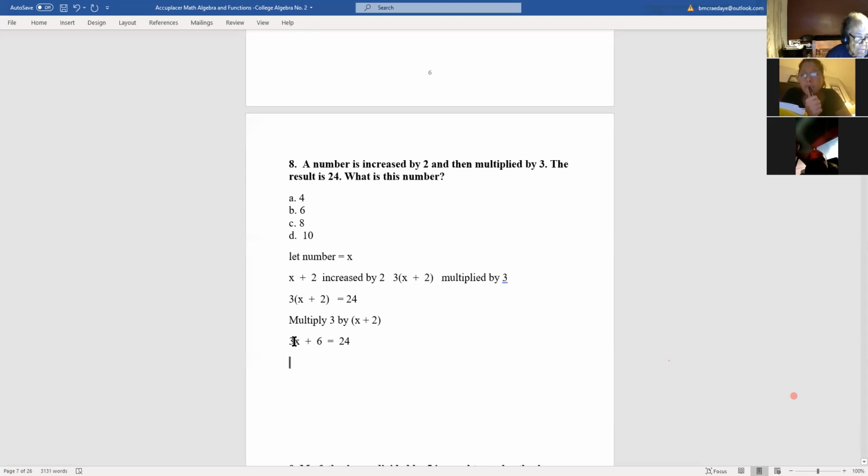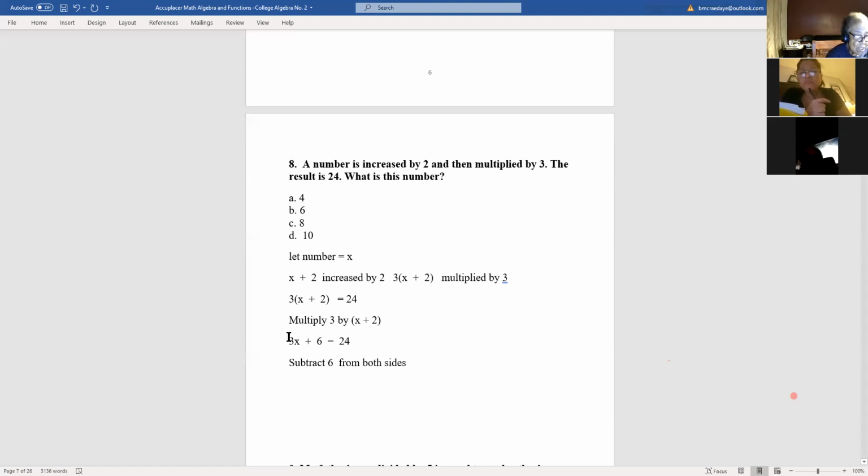Think about it. The 3x is connected to 6 by plus. What's the opposite of plus? Negative. That's it. So then I've got to subtract 6 from both sides. Subtract 6 on both sides of the equation.